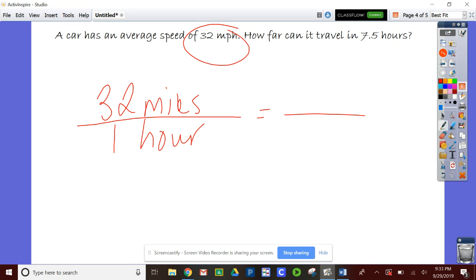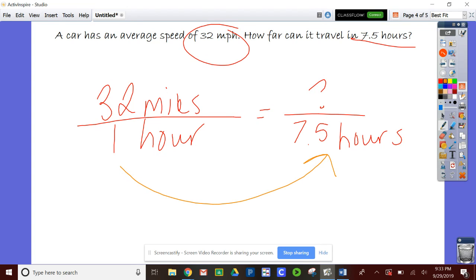And it says how far can it travel in 7.5 hours? Again, hours has to stay with hours, so we're going to put it at the bottom and solve for miles. I know to get from 1 to 7.5, you have to multiply by 7.5. What you do to the bottom, you're going to do to the top. And 32 times 7.5 gives you 240 miles.